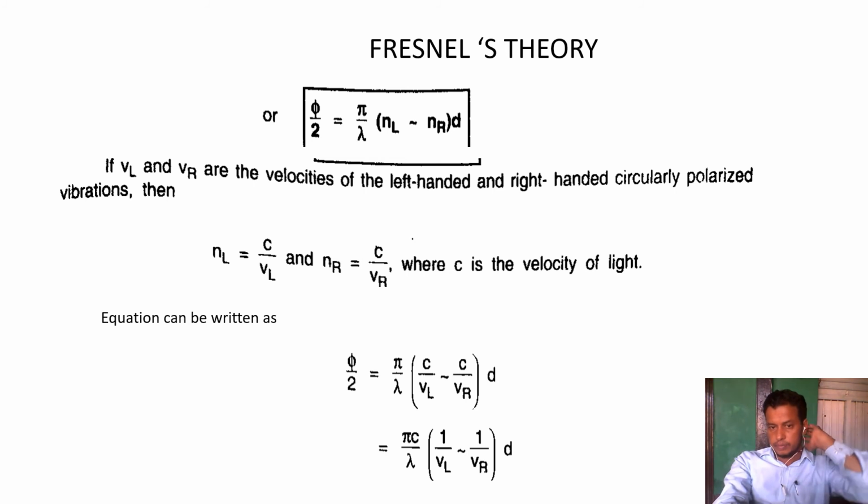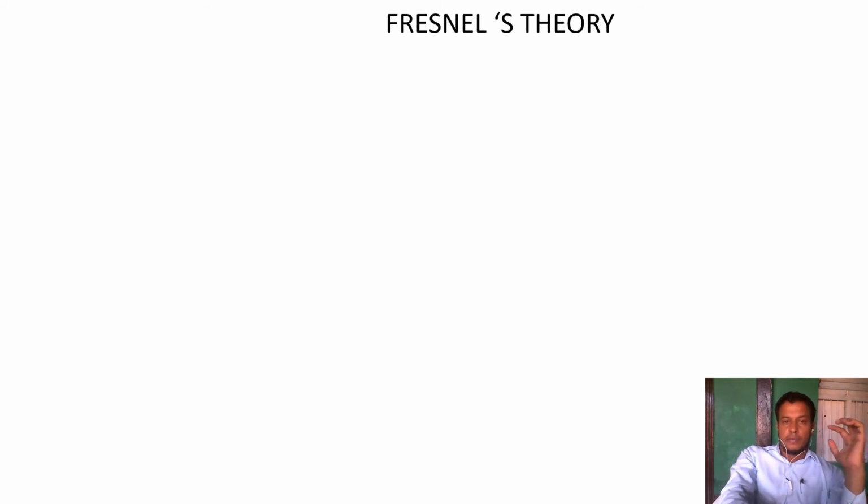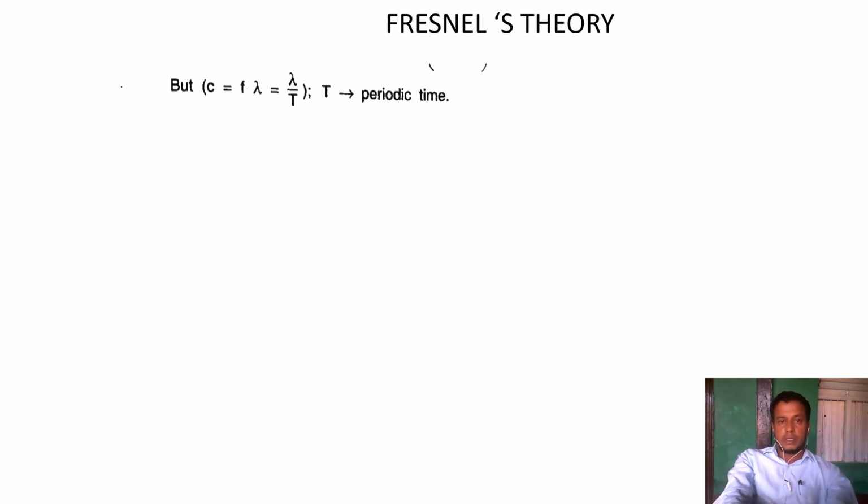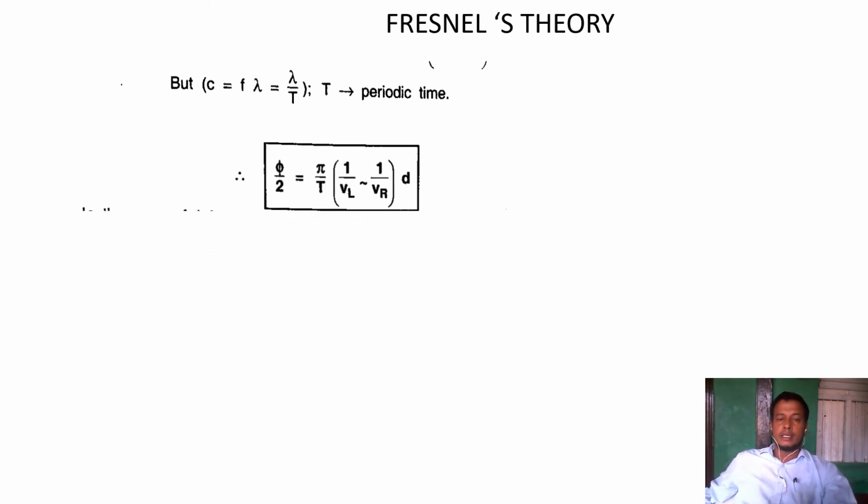So this is for the pi by 2 value. We know that the constant c is the product of frequency and wavelength, and frequency is the reciprocal of the period, 1 by T, so c equals lambda by T. Putting this value in the previous equation, pi by 2 is equal to pi c by lambda; lambda gets cancelled, giving pi by T into 1 by v_L minus 1 by v_R, into the thickness d.